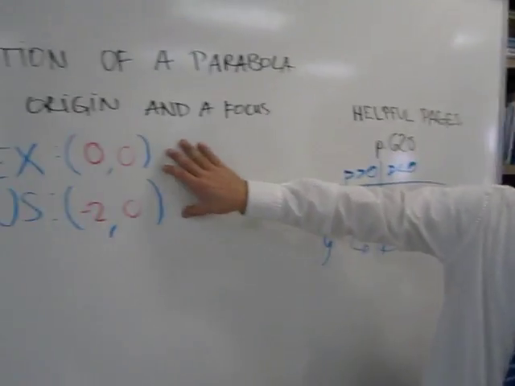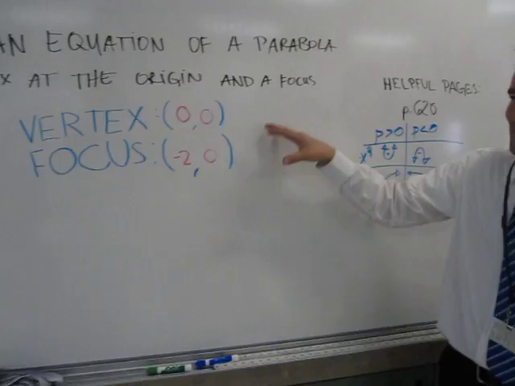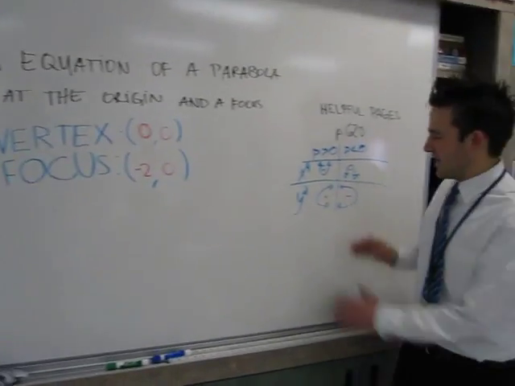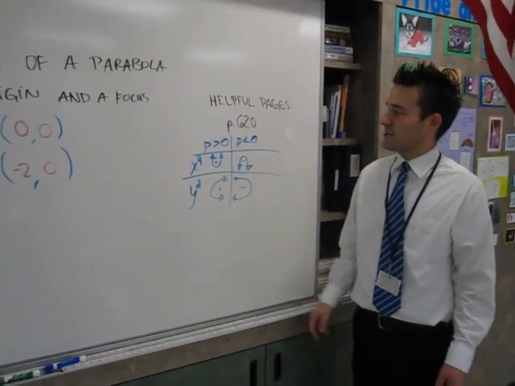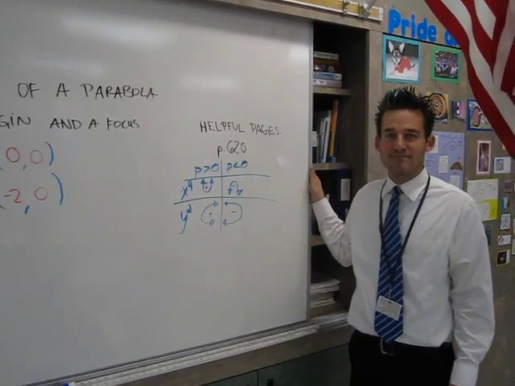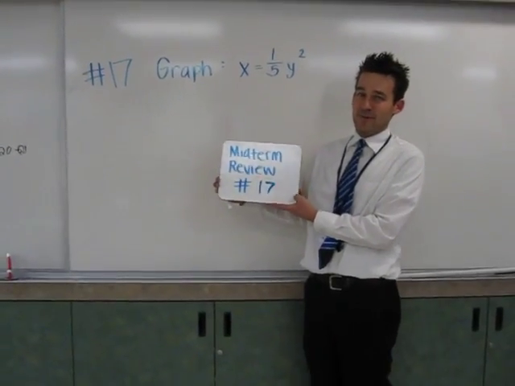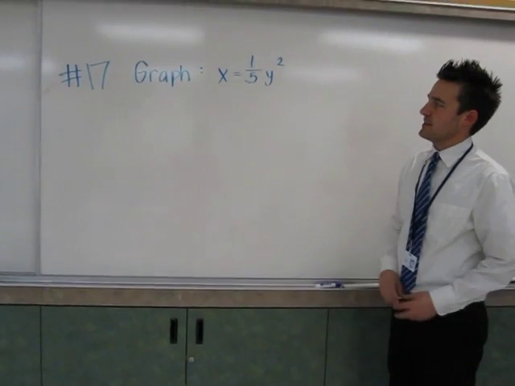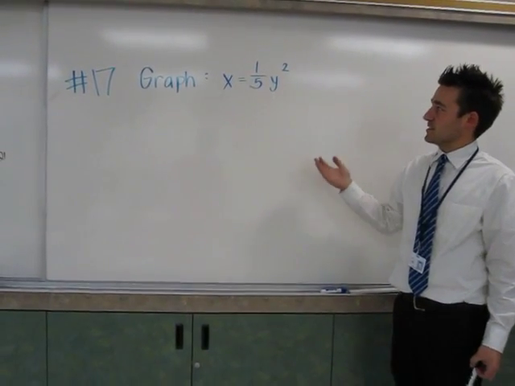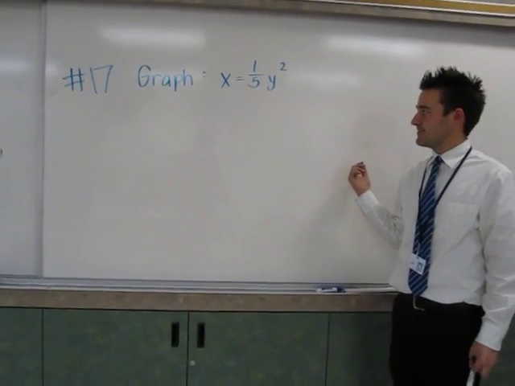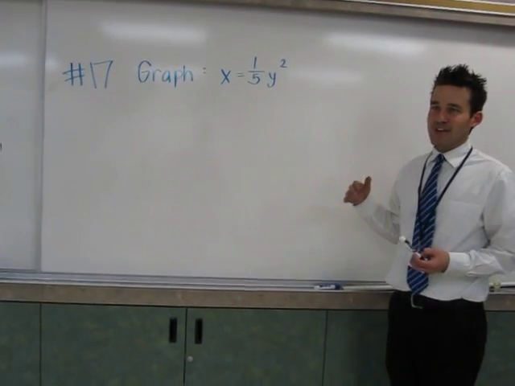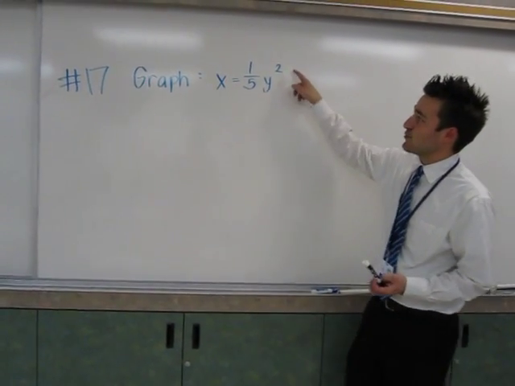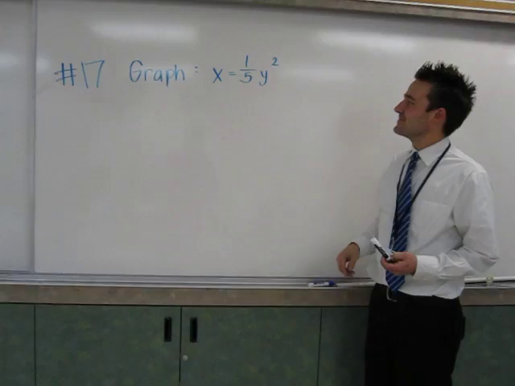So in this case, graph this, see what's going on, and try to figure out which type of equation you're going to have from page 620. Number 17 of the midterm review packet says graph this. What is this? Is it a circle, an ellipse, hyperbola? It's actually a parabola.